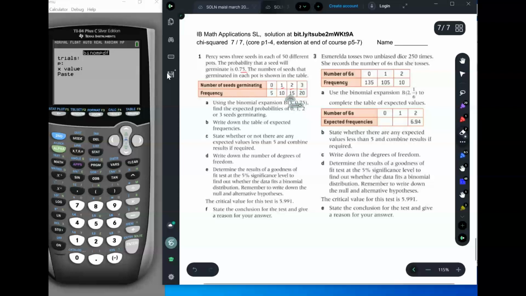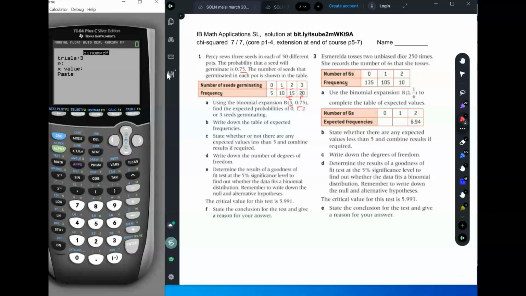So right here, using the capital B notation, they tell us that the number of trials, or the maximum number of seeds that is going to be attempted, is 3, and the p-value is 0.75. So 3 is trials, and 0.75 is the p-value, and we're going to put that into binomial PDF. We just need to figure out what the x value is in each case. So we're going to put 3 for trials and 0.75 for p. And then we're just going to plug in 0, 1, 2, 3, and each one is going to give us one of the expected probabilities. First do 0.